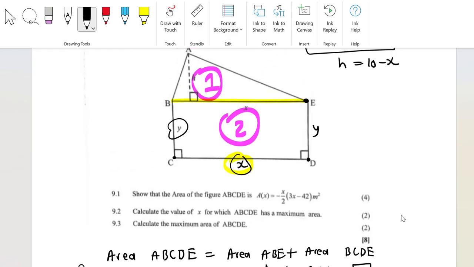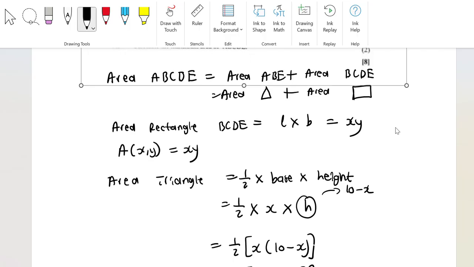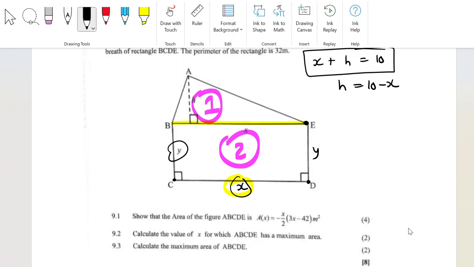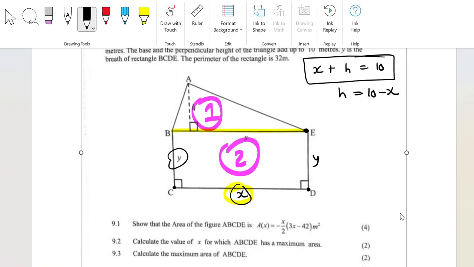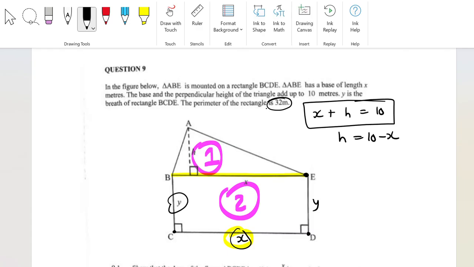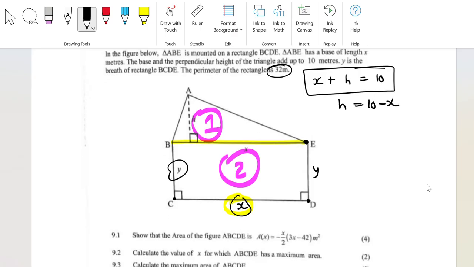Well, let's see. Let's go here and see what we can do. Well, if you check here, the perimeter is 32, right, of the rectangle. Now, what does this mean? Well, the perimeter is the sum of all the sides that are given in your shape.